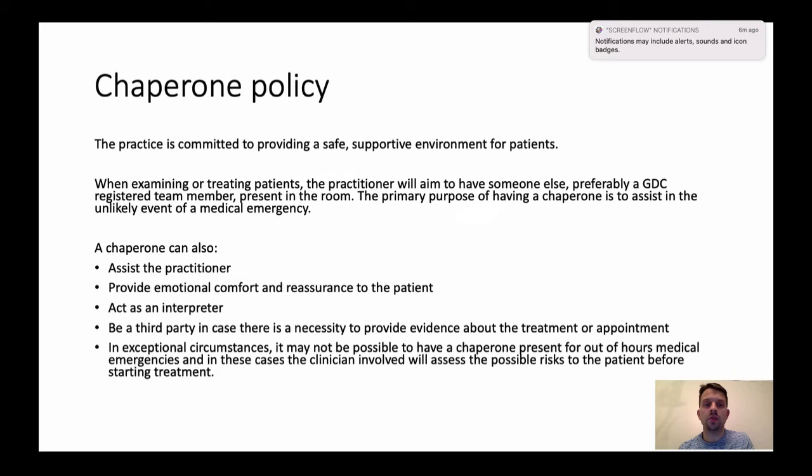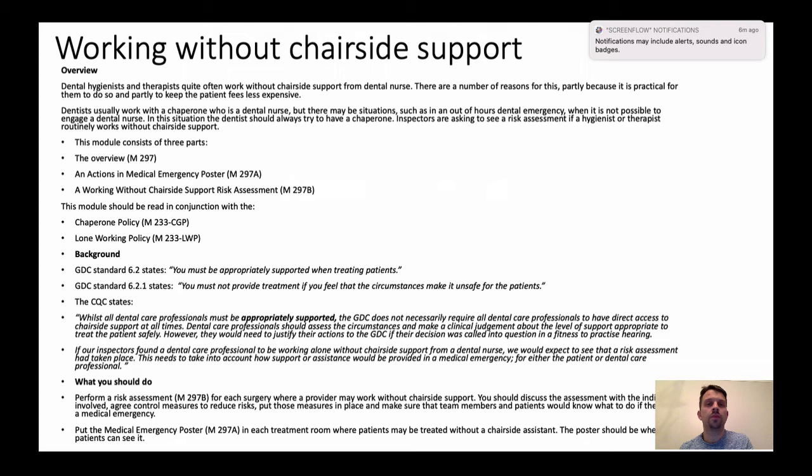In very exceptional circumstances, it's not always possible to have a chaperone there. For example, this could be on out of hours care, but these also need to be risk assessed before treating the patient. Now, working without chairside support, there is a full policy on this.